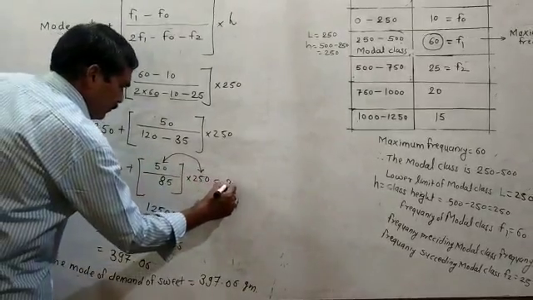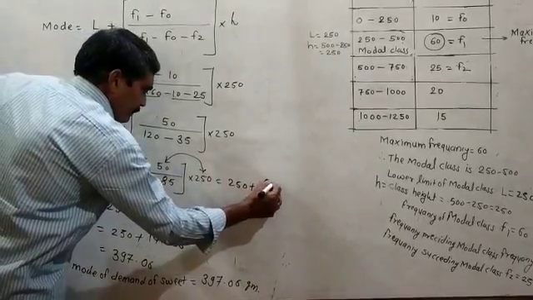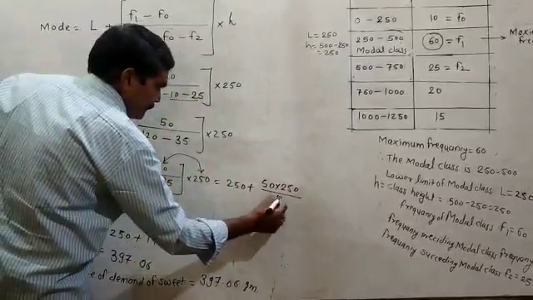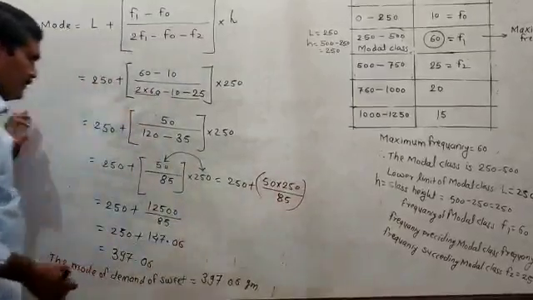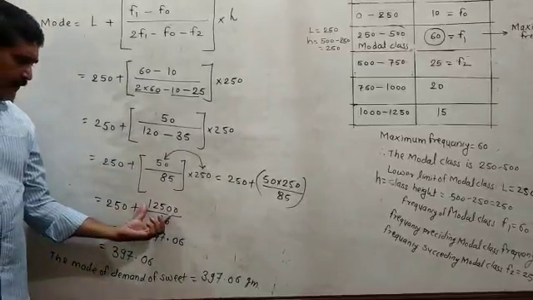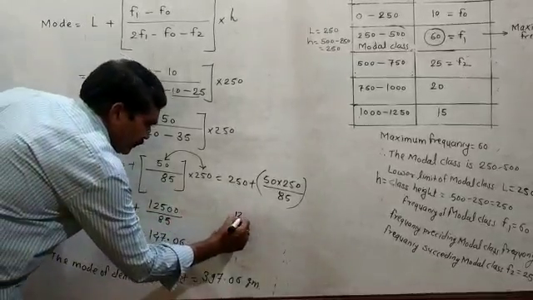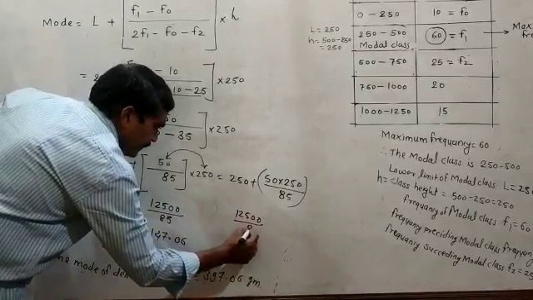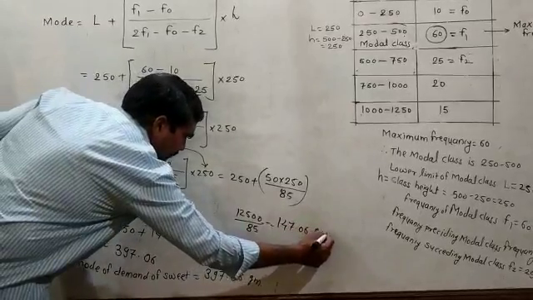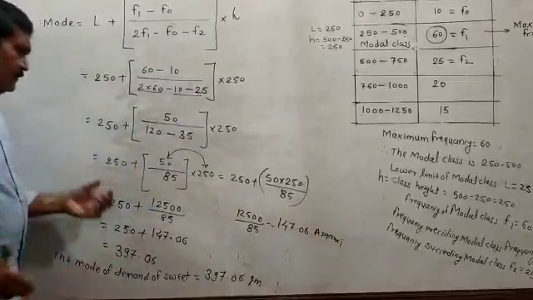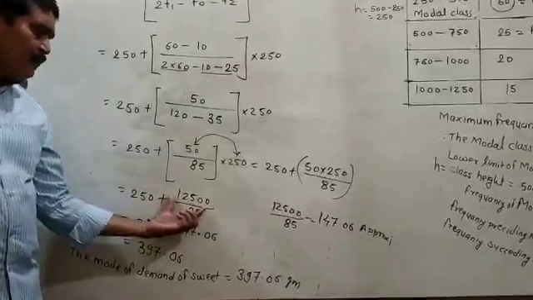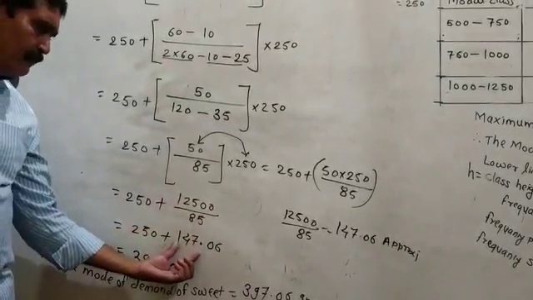Otherwise you will write the step: 250 plus 50 multiplied by 250 upon 85. The product of 50 multiplied by 250 will come 12500 upon 85. After solving this, 12500 upon 85, approximately you will get the answer 147.06. This is the approximate value. The division of 12500 upon 85 will come 147.06.